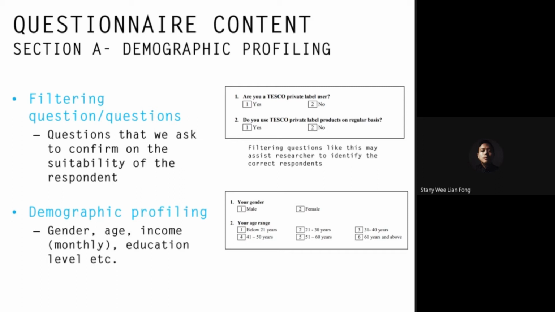For example, if your respondents must be existing Tesco private label users, you may consider including a question like, are you a Tesco private label user? This identifies the suitability of the respondents. So respondents that have ticked no for question number 1, we will know that this respondent is not qualified to be our respondent, and this particular respondent can be excluded from the study.